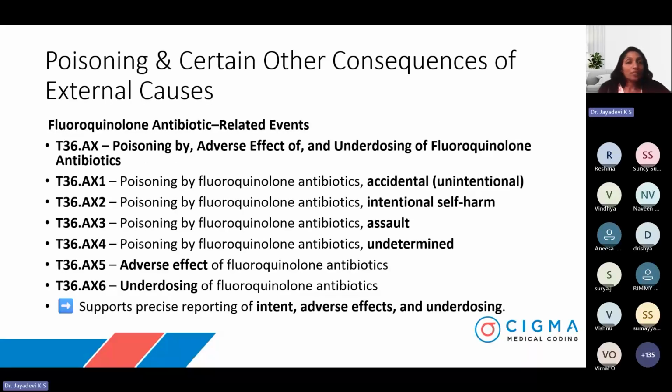Now moving on to poisoning and certain other consequences of external causes. It's mostly on fluoroquinolone antibiotic related events. The poisoning by adverse effect and underdosing of fluoroquinolone antibiotics. So T36.AX is the category, with subcategories AX1, AX2, AX3, AX4, AX5 and AX6, depending upon whether it is accidental, intentional, assault, undetermined, adverse effect, or underdosing. So you must have the support from the intent and adverse effect. Of course, you must know what is the intent and adverse effect.